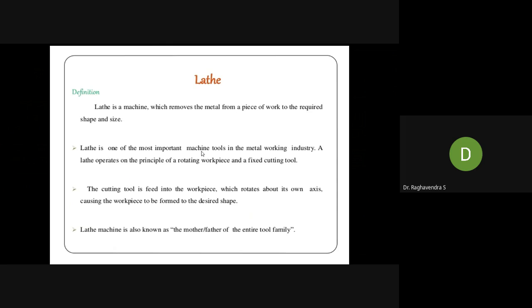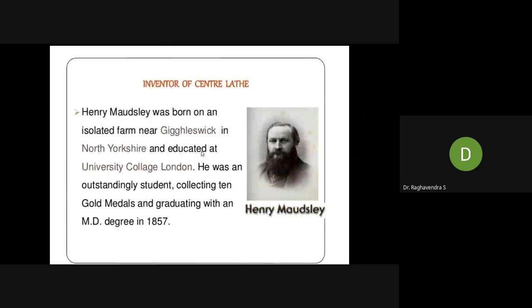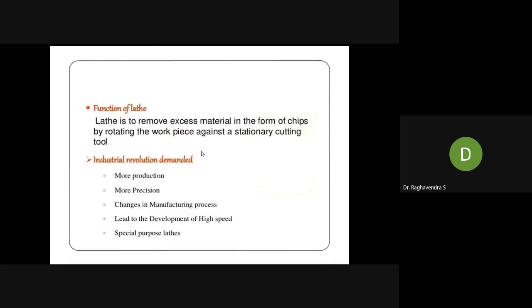So let us see one by one how the lathe works, what the accessories are, and what the functions of the lathe are. First and foremost, Henry Maudslay is the inventor of this lathe machine, at University College London in 1857. After that there were many inventions and developments, up to the advancement of the computer numerical control lathe.